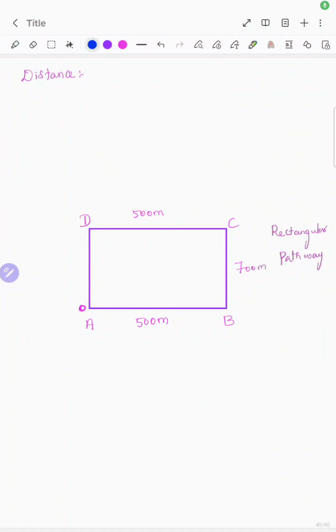Today we are going to see two topics. One is distance, the other one is displacement, right? Here is a rectangular pathway. You are going for a walk in the morning in the park, on a rectangular pathway, right?